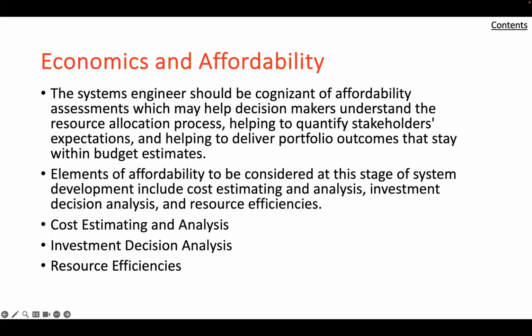Next, we'll discuss economics and affordability, and we'll walk through a handful of examples of how this could actually be done. The systems engineer should be cognizant of affordability assessments that may help decision makers identify the optimum system concept, understand the resource allocation process, help to quantify stakeholders' expectations, and help to deliver portfolio outcomes that stay within budget estimates. Three main segments of affordability are discussed: cost estimating and analysis, investment decision analysis, and resource efficiencies.